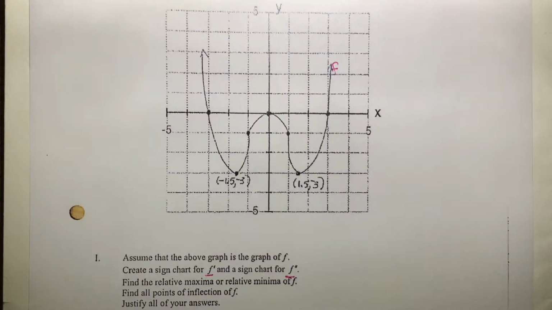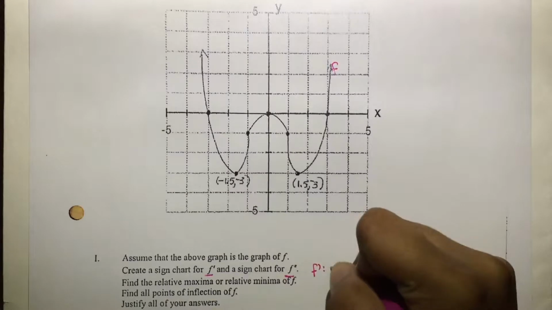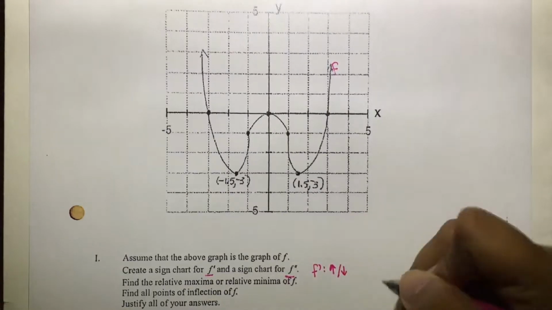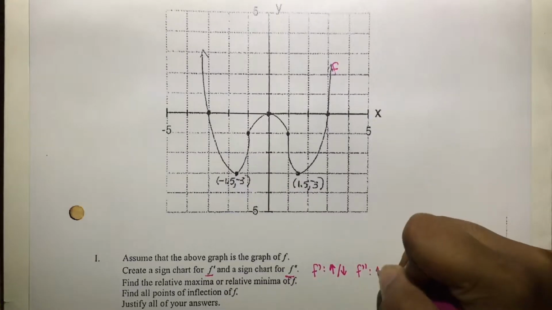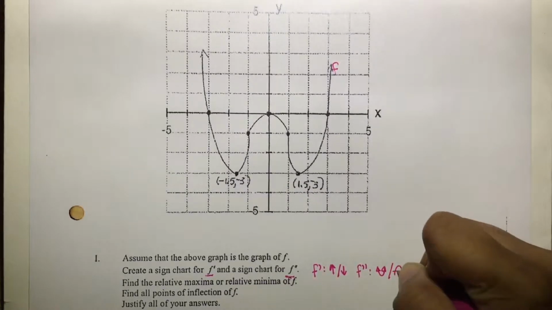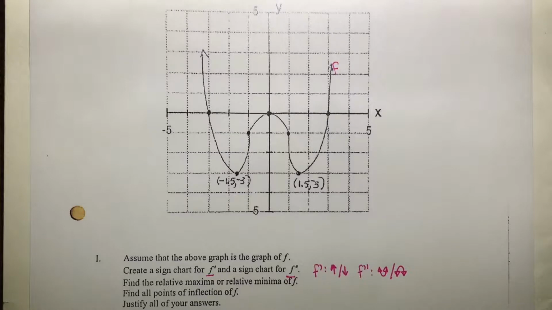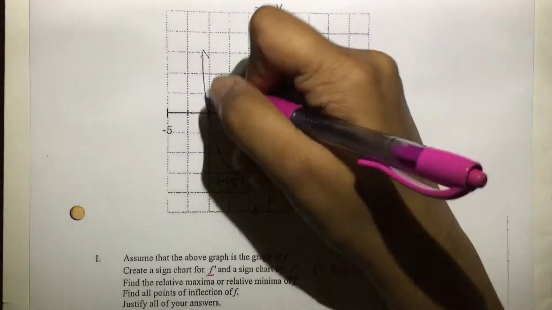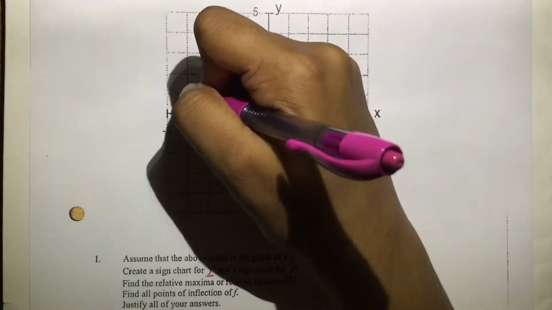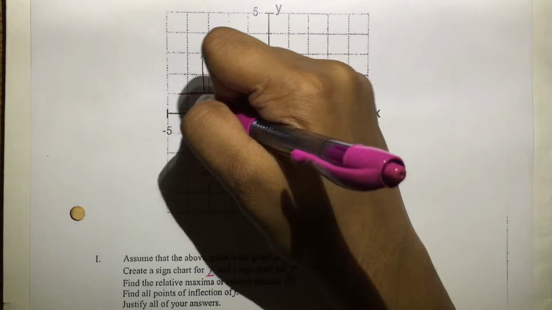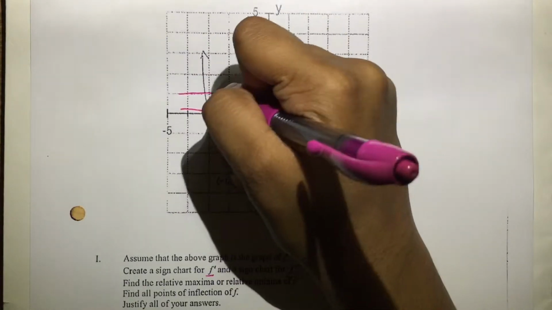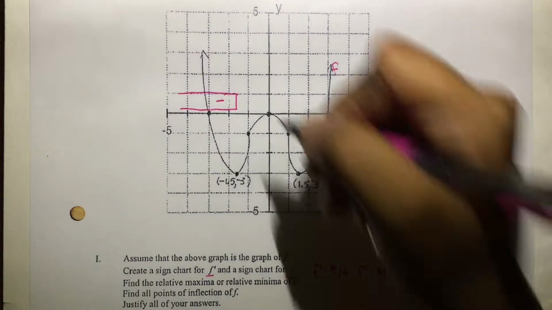So looking at f prime, we know that we have to look at the increasing and decreasing movement. And for f double prime, we have to look at concavity. Is it concave up or concave down on the interval? So to begin, let's first split up the graph where it goes from decreasing to increasing, which is at the point negative 1.5, negative 3. And let's make that interval negative because the graph is decreasing.